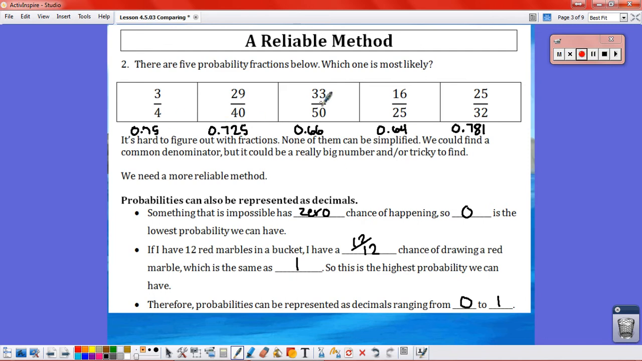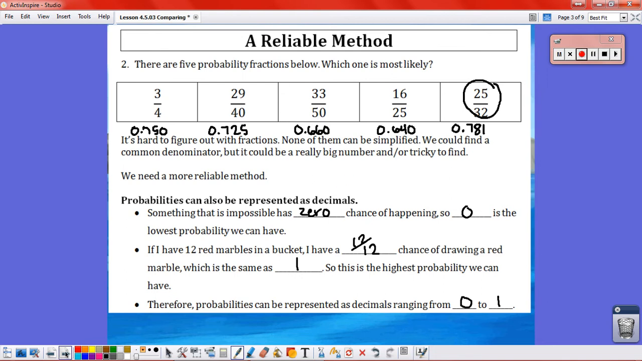And then it can be easier to compare for some kids if they add 0 so that they're all the same length. So we'll do that. And then we can actually sort them and say, put them in order, or we can just say which one is the biggest, and in this case, this one is the biggest, because 781 thousandths is the biggest decimal here.